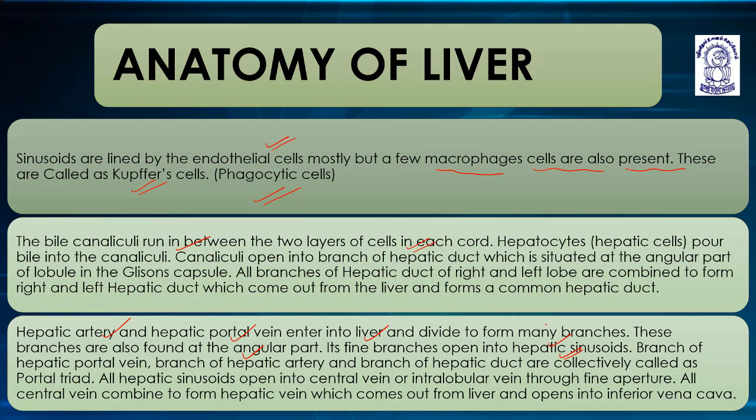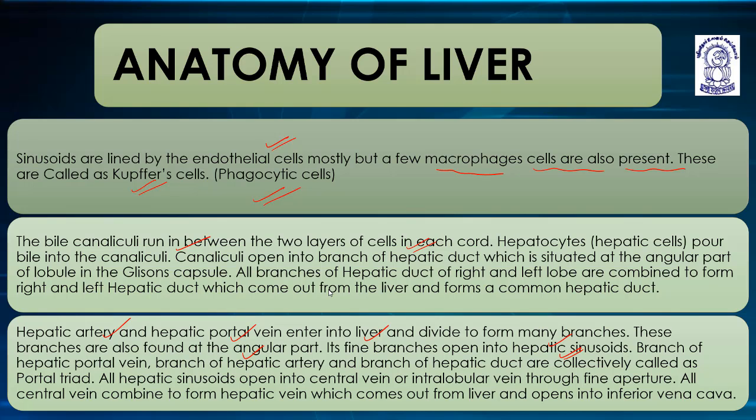All the central veins combine to form the hepatic vein, which comes out from the liver and opens into the inferior vena cava. So the inferior vena cava receives the hepatic vein. Hepatic vein basically is a merger of all central veins. All hepatic sinusoids open into the central vein or intralobular vein. So intralobular vein to hepatic vein to inferior vena cava.